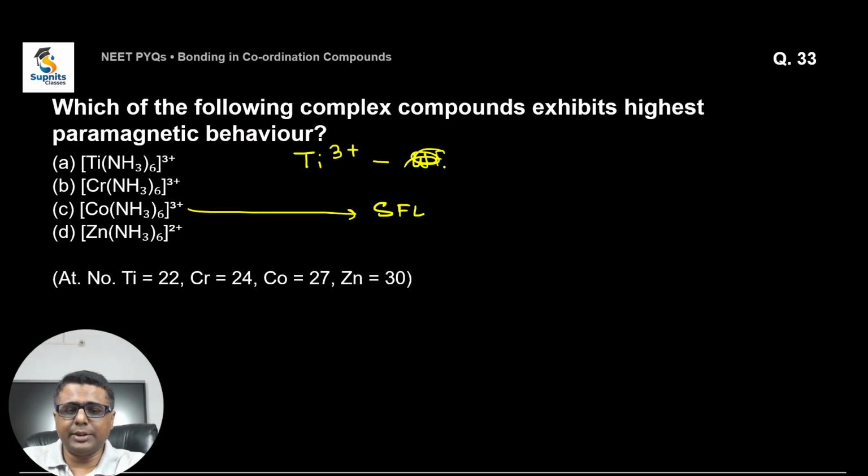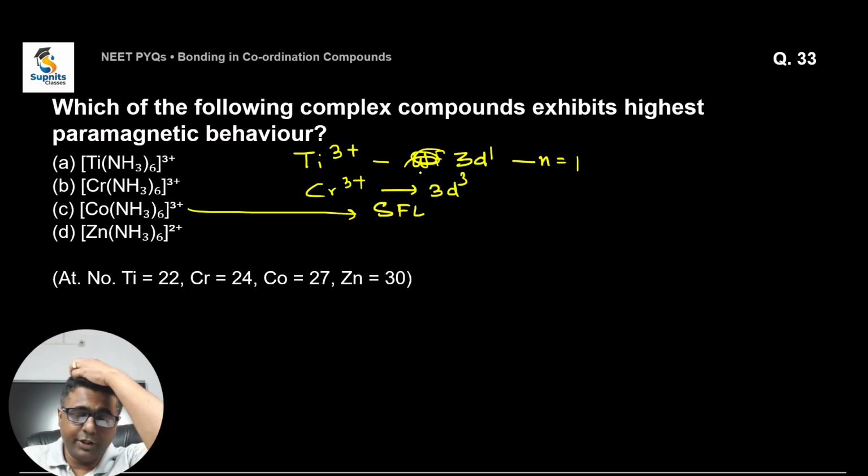So Ti3 plus is nothing but 3D1. We have already done this. Please do it yourself, otherwise it will not work out. So 3D1, n is equal to 1. This is Cr3 plus. Cr3 plus is 3D5 4s1, 3 plus gives 3D3. So 3D3 with weak field ligand, n will be equal to 3.